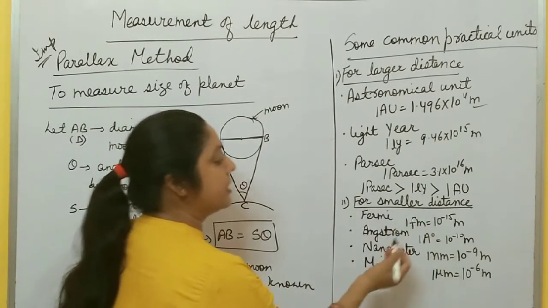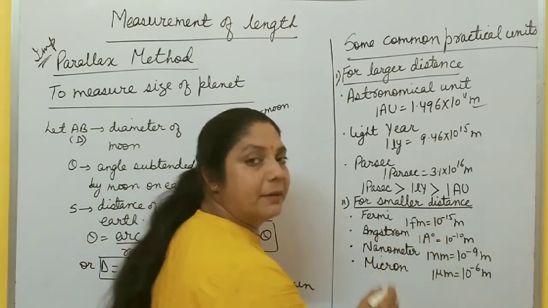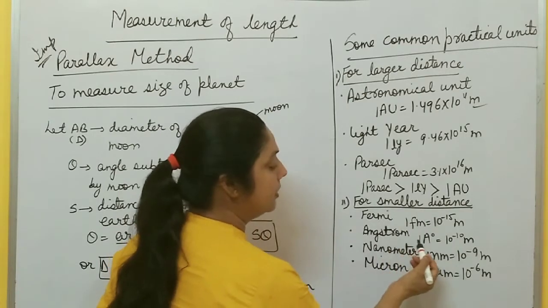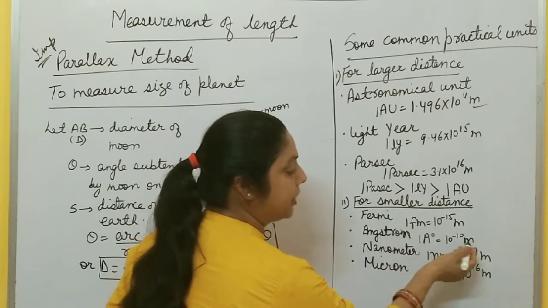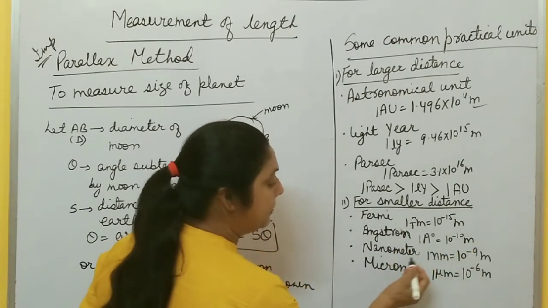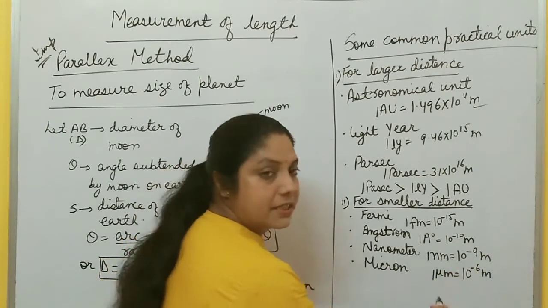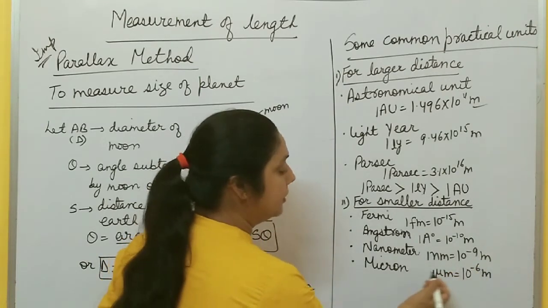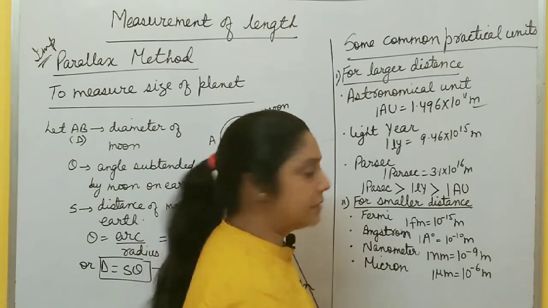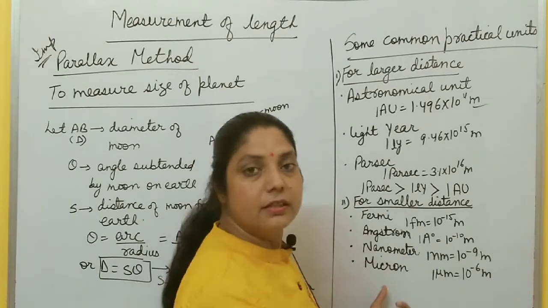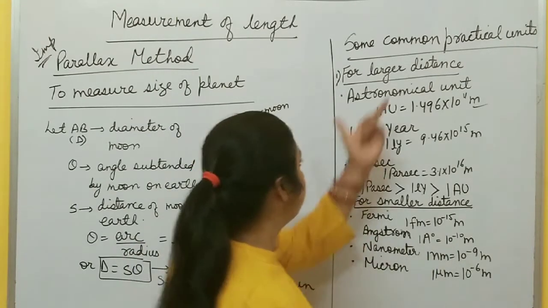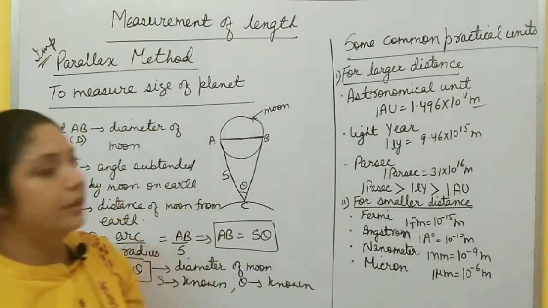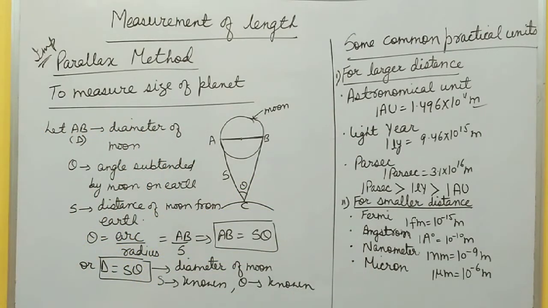And for smaller distance, you know Fermi: 1 Fermi is 10 to the minus 15 meter. Angstrom: 1 angstrom is 10 to the minus 10 meter. Nanometer: 1 nanometer is 10 to the minus 9 meter. And then micron: 1 micrometer is equal to 10 to the minus 6 meter. These are used for smaller lengths, right? So these are different units for larger and smaller distances. Please take a screenshot of this one.